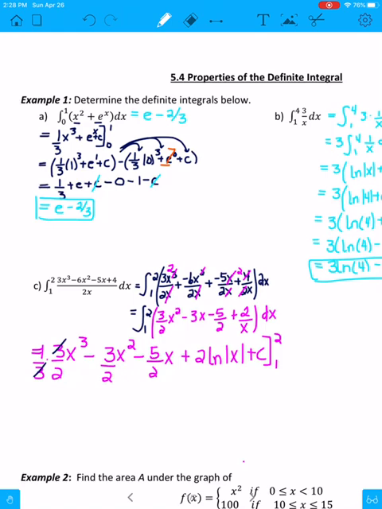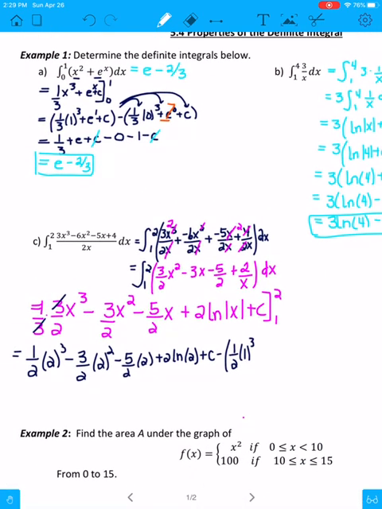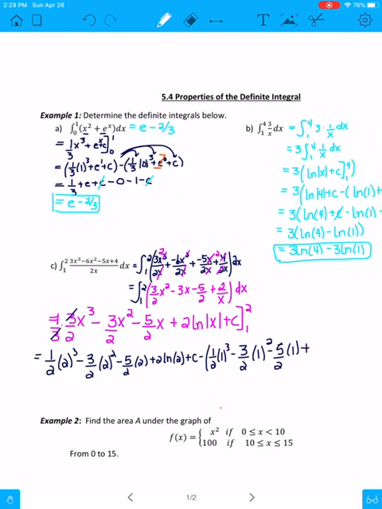These 3's would cancel, and then I can fill it in. So I'm going to get 1 over 2 times 2 cubed minus 3 over 2 times 2 squared minus 5 over 2 times 2 plus 2 ln of the absolute value of 2, which is just 2, plus c, minus, that was a 1 in front, or a 1 in for x, so 1/2 times 1 cubed, minus 3/2 times 1 squared, minus 5/2 times 1, plus 2 ln of the absolute value of 1, or just 1, plus c, in brackets.